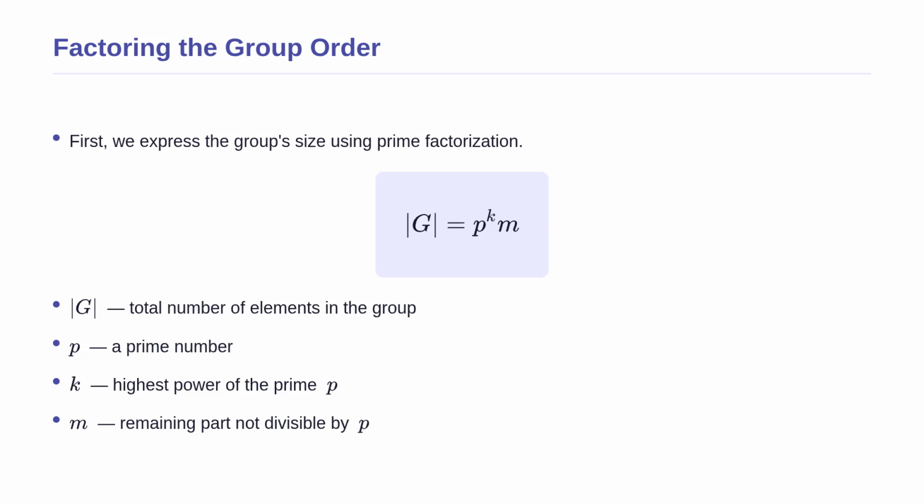Before we can count these subgroups, we need to understand the size of our group. This formula shows where our investigation begins conceptually. We take the total number of elements in the group, denoted by the absolute value of G, and break it down into prime components. Here, P is a prime number, and K is the highest power of that prime that divides the group's order. The variable M represents the leftover part of the group size that is not divisible by P. As the size of the group increases, finding these prime factors becomes the crucial first step. If P increases, the remaining factor M must decrease for a fixed group size.